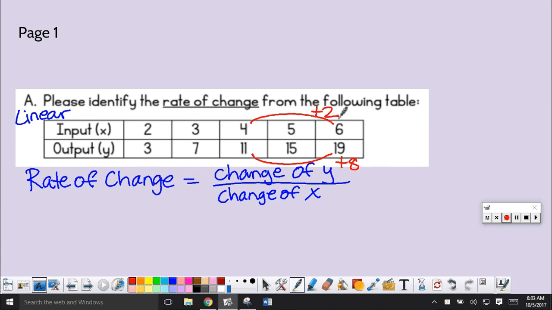So I can take my rate of change. In order to find my rate of change, I find my change in y values, which is 8, and my change in x values, which is 2. And 8 divided by 2 is 4. So my rate of change for table A is 4. Okay, this is plenty of work. This is exactly what I want to see on your test to get the full 5 points if you choose to do a problem like this on your test.